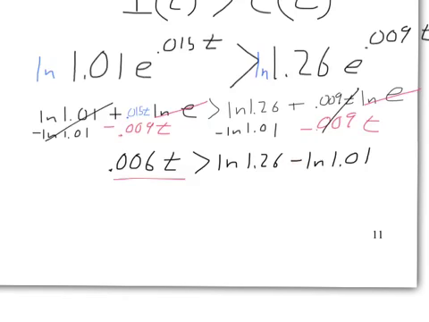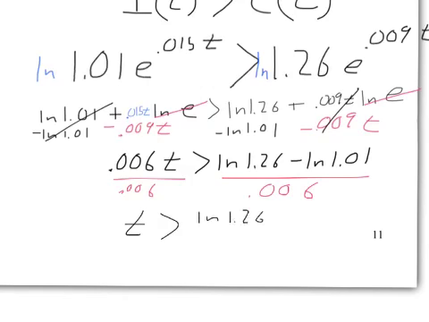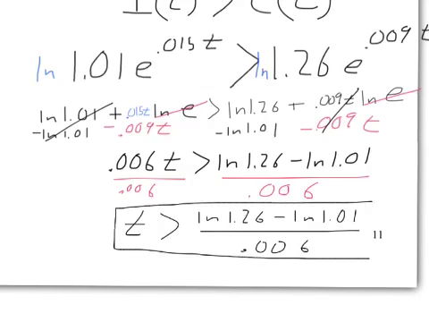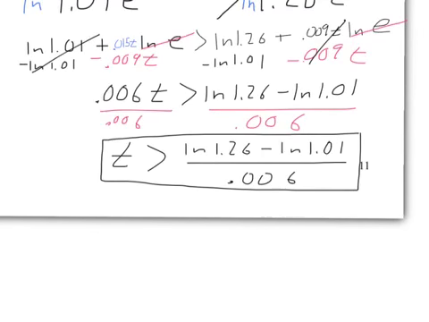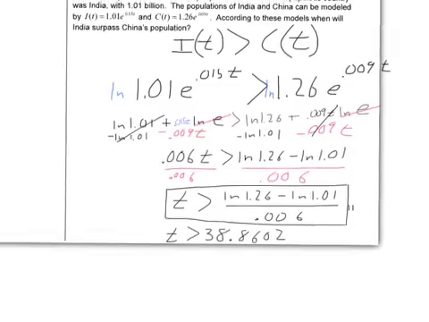My last step is to divide both sides by 0.006, and you get that t has to be greater than the natural log of 1.26 minus the natural log of 1.01, all over 0.006. That's your answer, but to get your final answer, you have to plug that into your calculator. When I do that, I get that t has to be greater than 38.8602.